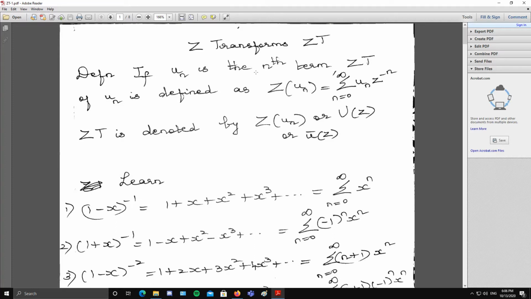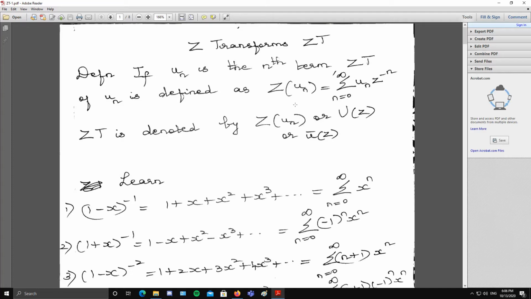So if Un is the nth term, Z transform of Un is defined as Z of Un equals summation Un Z^(-n). So Z transform is for the nth term. The transform of nth term is defined as summation Un Z^(-n). So Z of Un means Z transform.